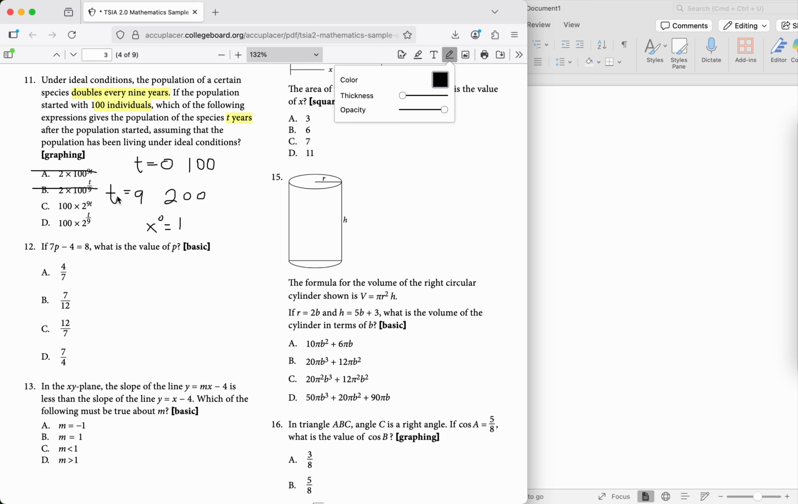The second part is we want to plug in 9. So when we plug in 9 up here, 2 to the 9 times 9 power, or 2 to the 81st power, is a really big number. If we take a really big number and multiply it by 100, it's going to be way too big to equal 200. So it can't be C. So it has to be D.